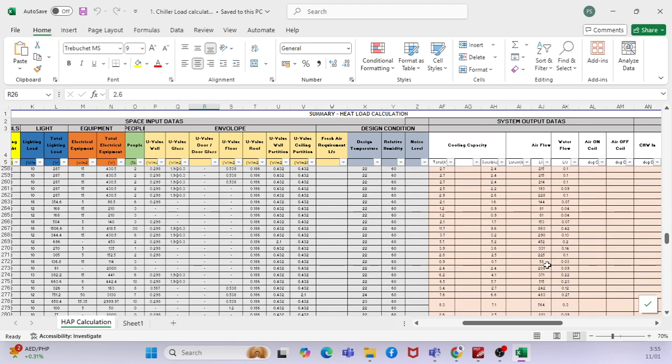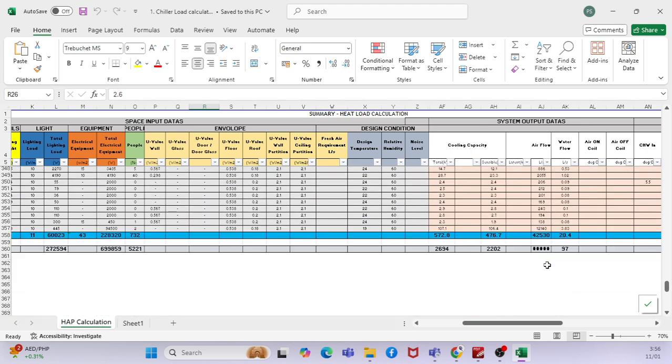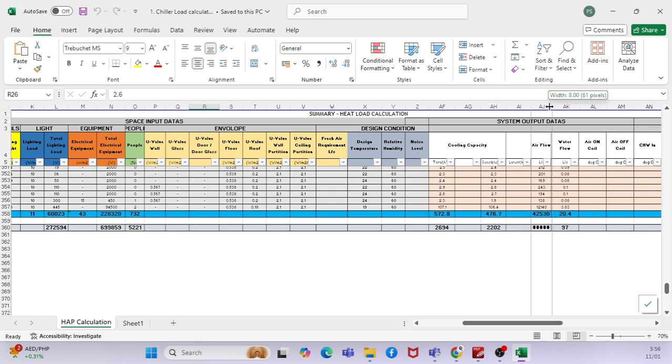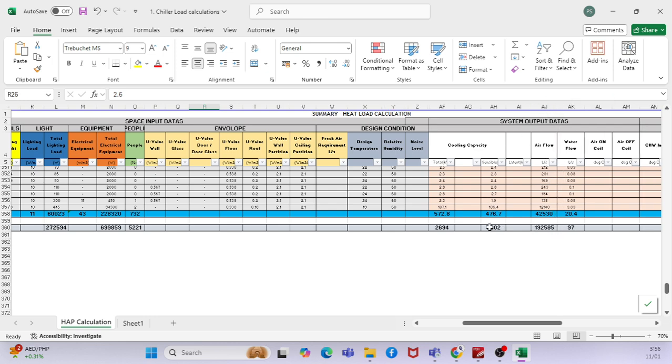So for example, if I calculate all the heat as a total, for this particular project there will be 2694 kilowatt, right? Okay, so this is my total heat. So I know for the total project what the cooling requirement is, right? Now I'm going to select the chiller, right?